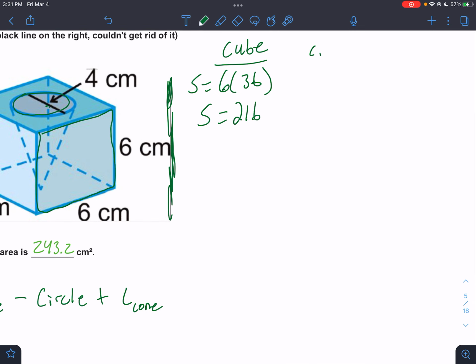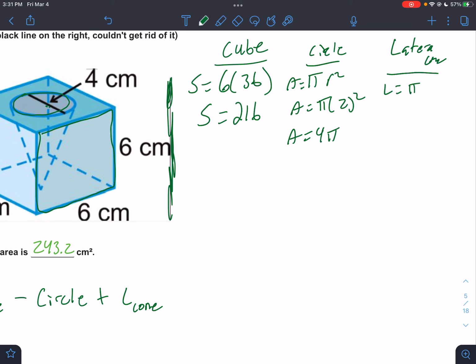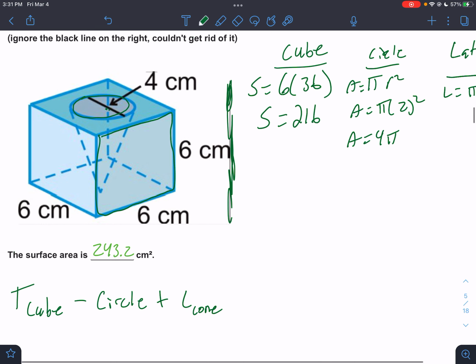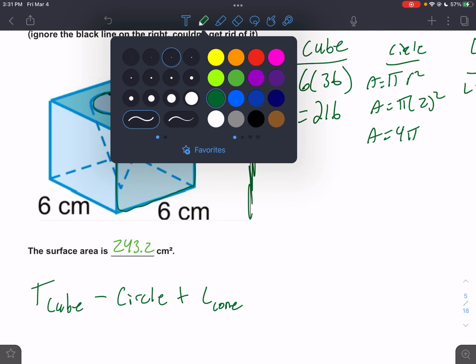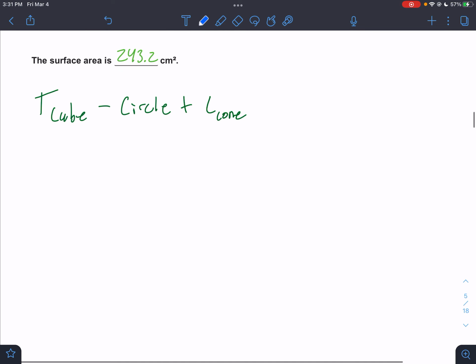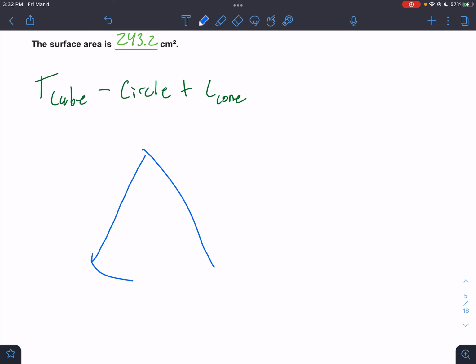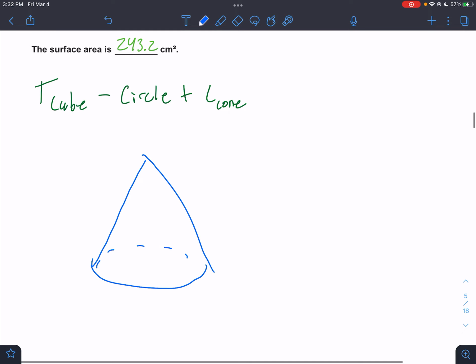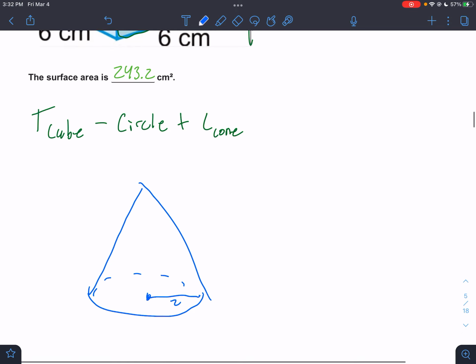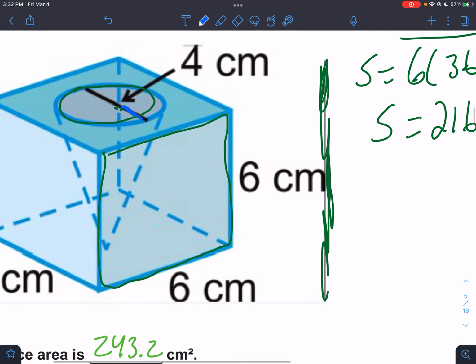The circle would be pi r squared, which is pi times 2 squared, which is 4 pi. And then the lateral of the cone, the lateral of a cone is pi r L. So we're going to have to work on that. They even told us that in the hint, remember? So if I were to draw the cone standing up, it would look something like this. We know the radius of the cone is 2.